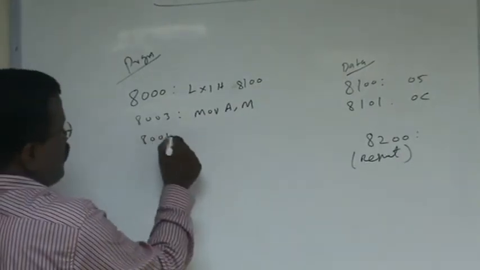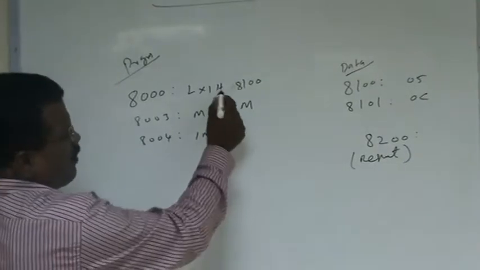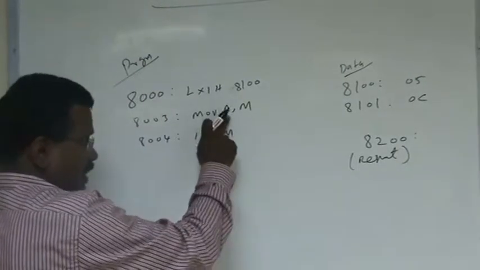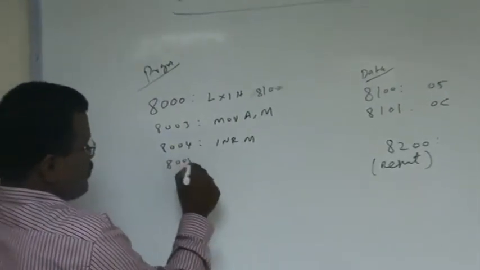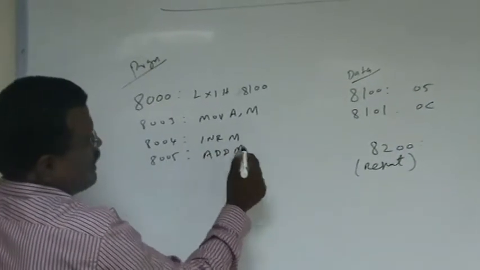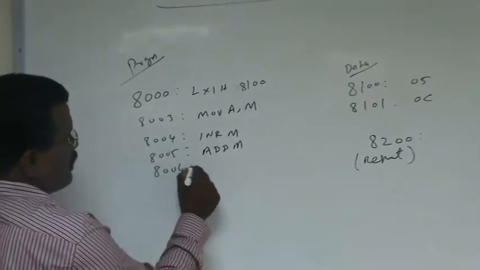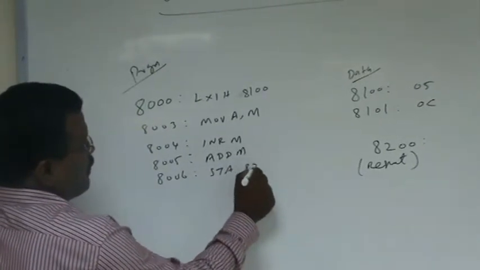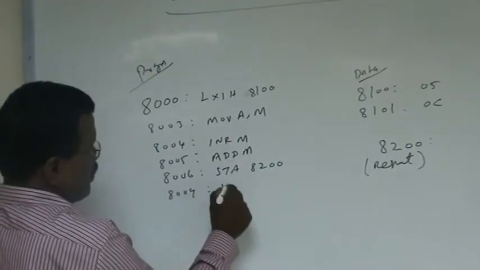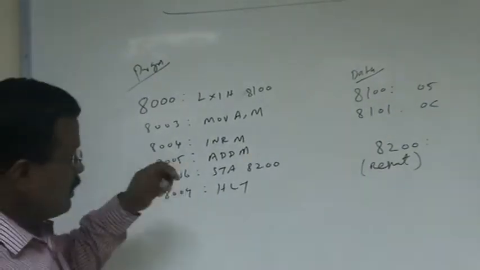So at 8004, I can put INX H. Now the content of the HL pair is 8101, where we have the second data. The first data is already moved to the accumulator. So here I can simply put ADD M. Now the first data will be added with the second data, and the result is stored in the accumulator. Now you can store the result at the memory location 8200, 678, and 8009 is halt. So this is how we have to write a routine.